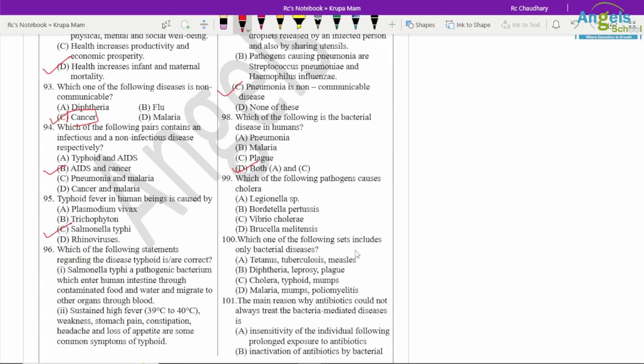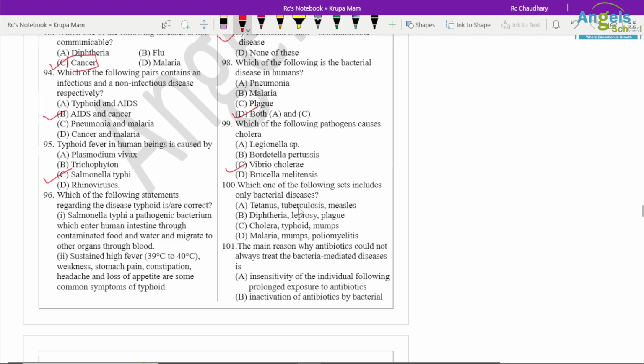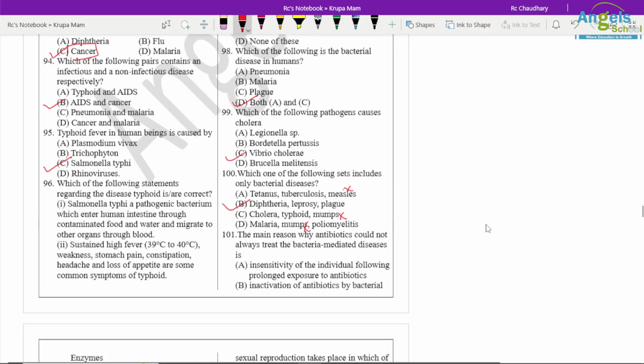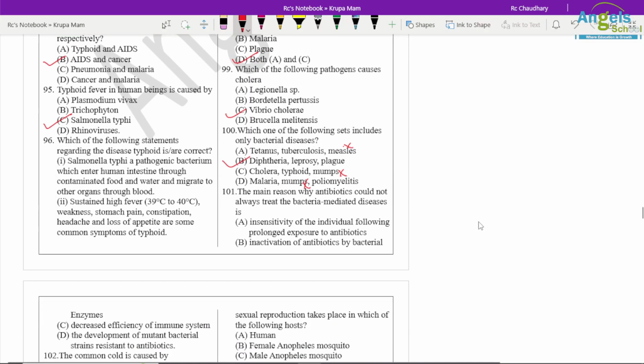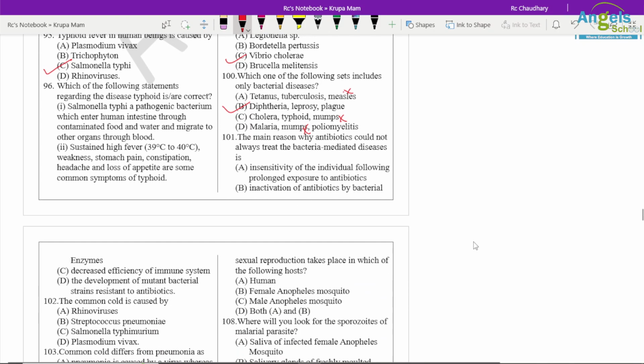Option D is correct. Which of the following pathogens causes cholera? Vibrio cholerae causes cholera. Which one of the following sets includes only bacterial diseases? So measles is not a bacterial disease. Mumps is also not. So only option B is correct. Diphtheria, leprosy, and plague.